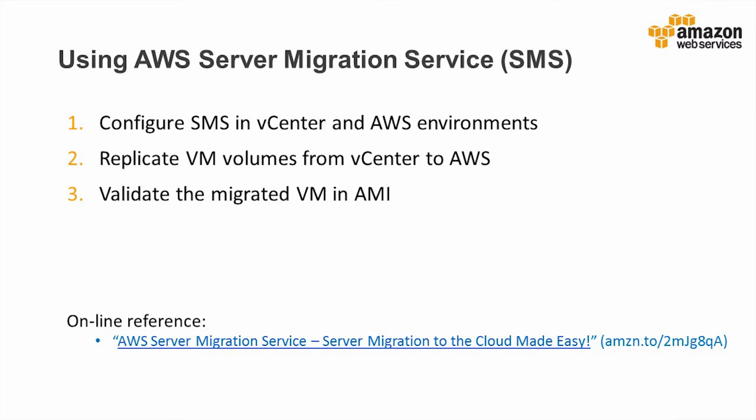Second, let the Server Migration Service replicate the VM volumes from vCenter environment to AWS cloud. Third, validate the migrated VM by inspecting the AMI image and creating EC2 instance. Now let's go through the demo.